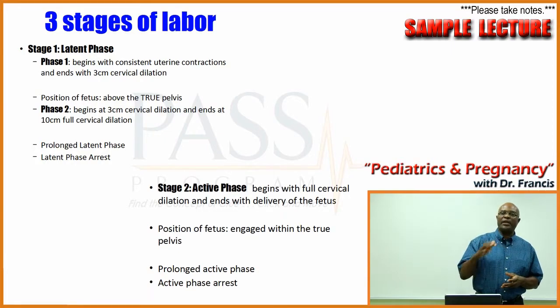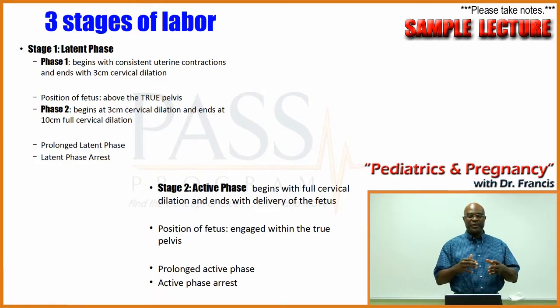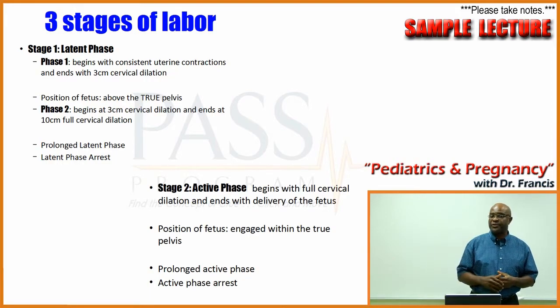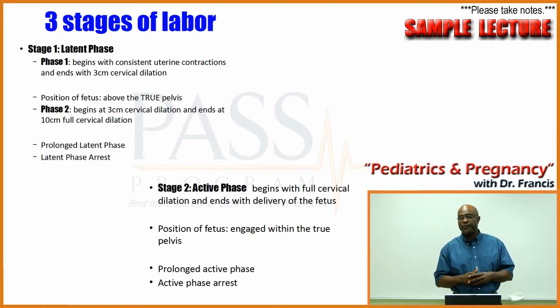If you got a prolonged latent phase, that just means that the cervix is dilating slower than usual. Normal cervix should dilate about 1 centimeter per hour for a primigravida, around 1.2 centimeters for a multigravida. So if she's dilating at a slower pace, we just say, okay, prolonged latent phase. As long as the fetus is doing okay, we do nothing.